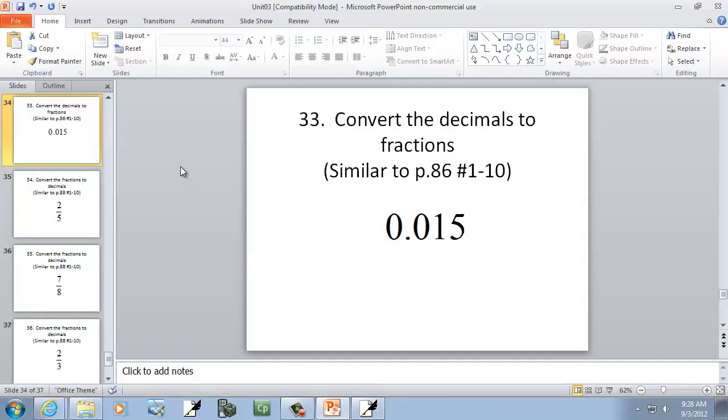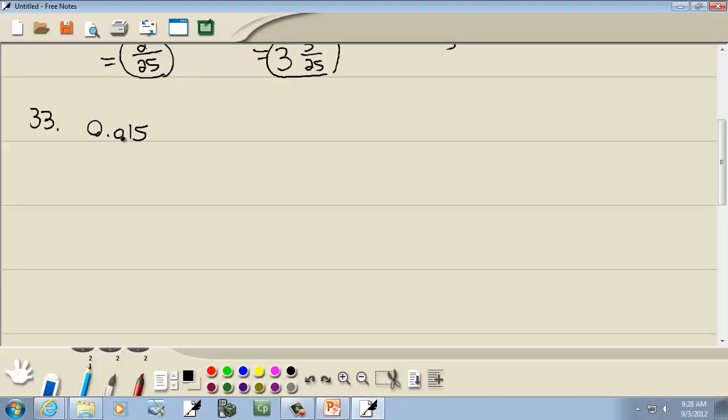Okay, same instructions. Convert the decimals to fractions. Well, this is tenths, hundredths, thousandths. This ends in the thousandths place, so this would be 15 over 1,000. Now these are both divisible at least by 5. 15 divided by 5 is 3, and 1,000 divided by 5 gives us 200. So that would be our answer.